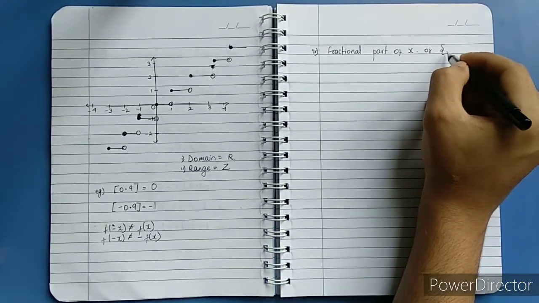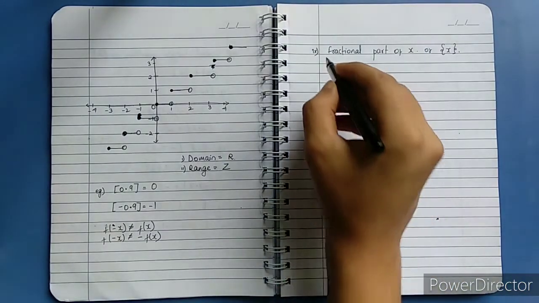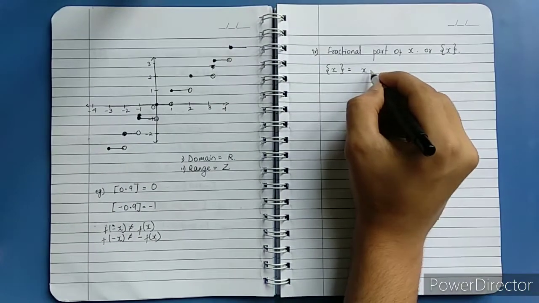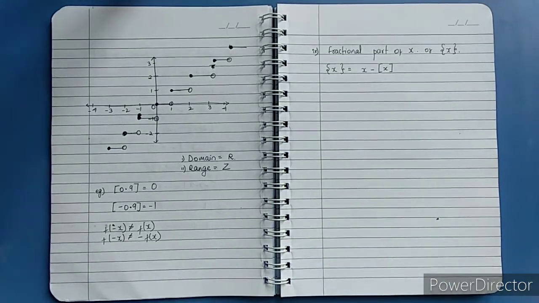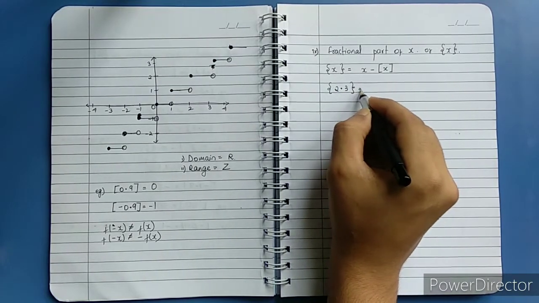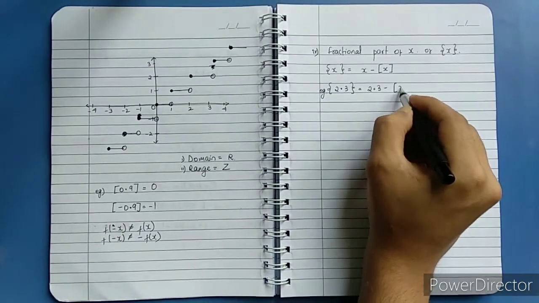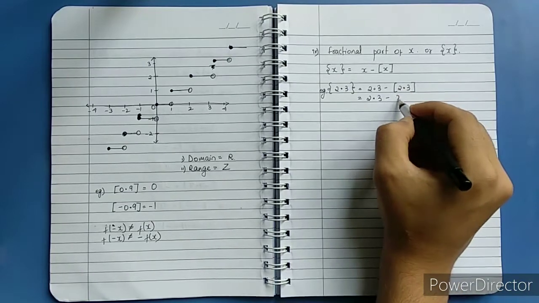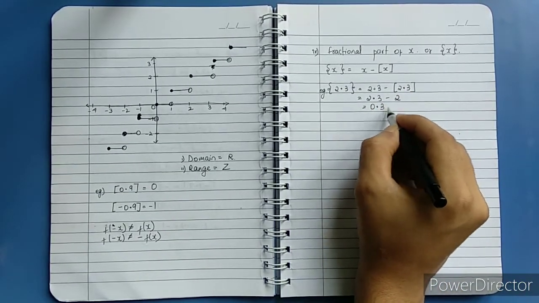Or we denote this as curly brackets x. So fractional part of x is defined as x minus floor of x. So say fractional part of 2.3 will be equal to 2.3 minus floor of 2.3. So this becomes 2.3 minus floor of 2.3, which is 2. So we get 0.3. What we are getting is basically the fractional portion.